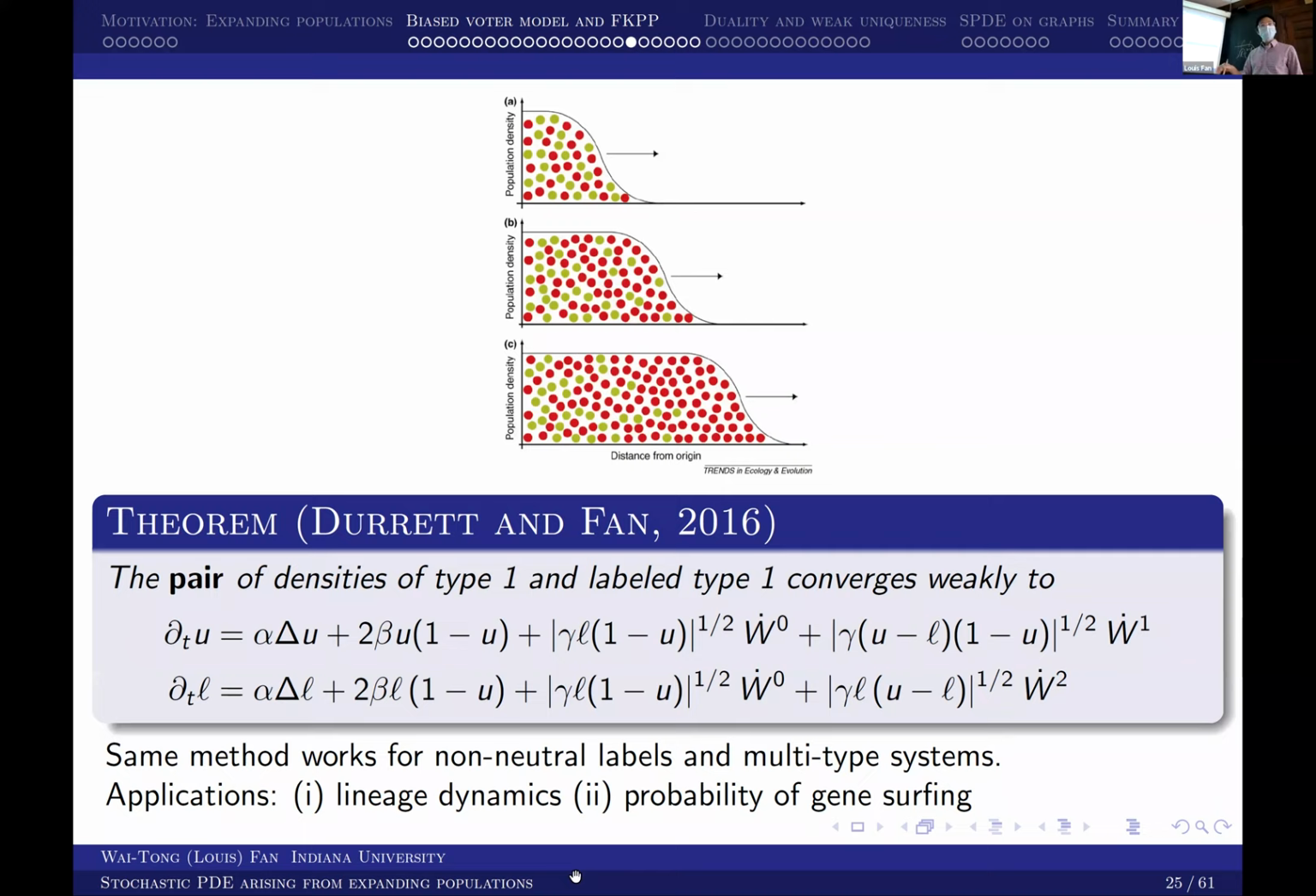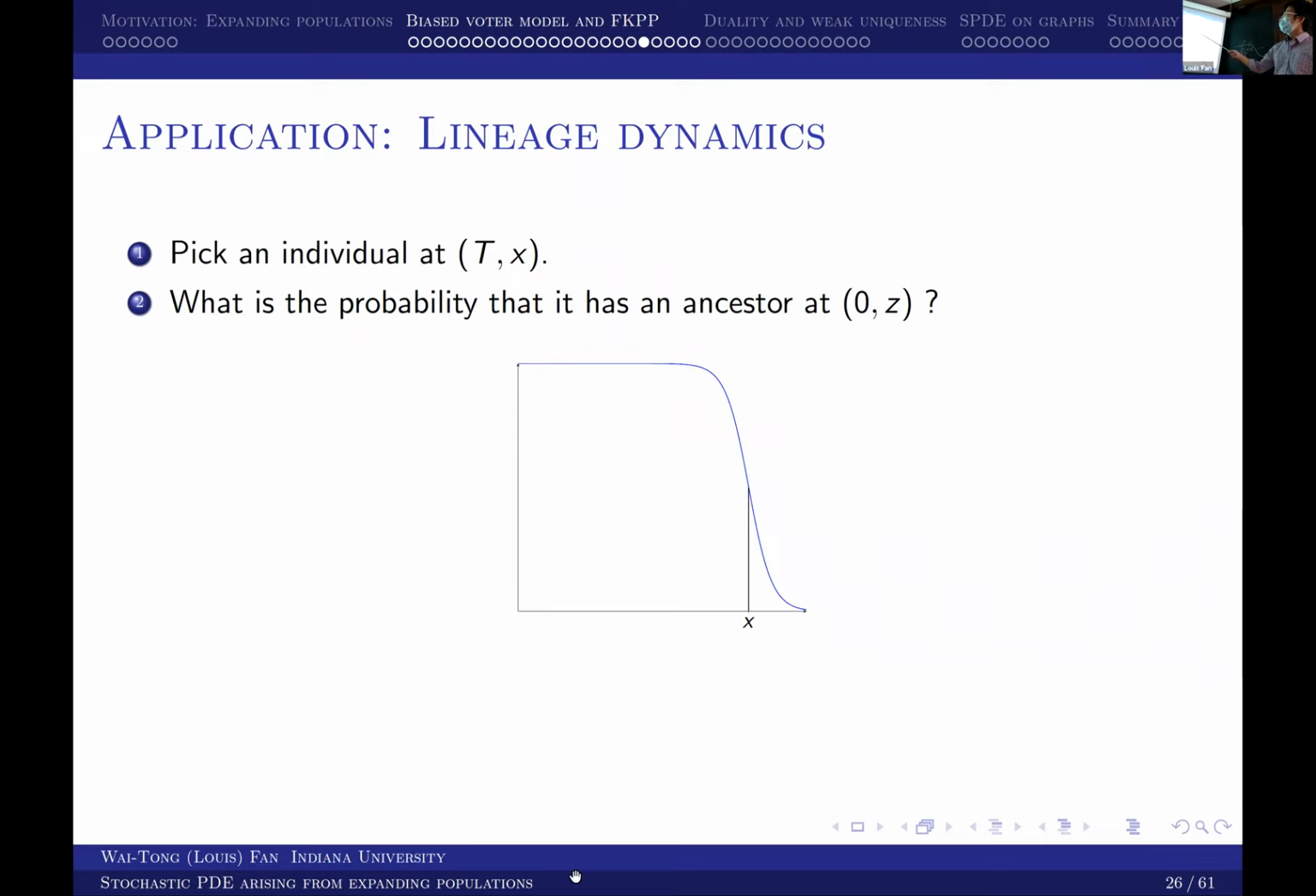Okay, where does this system come from biologically? So maybe there's something related and interesting. In the next slide, let me talk about the lineage dynamics, because that's interesting. The basic question is as follows. Take an individual at time t at location x, and ask, what's the probability that it has an ancestor at location z at time zero? Basically, if you go backward in time, where will the ancestor be?